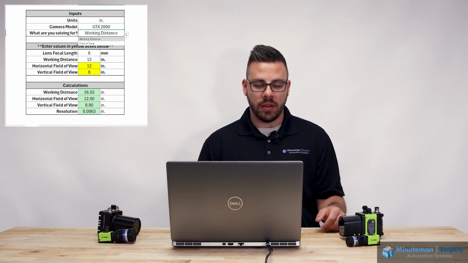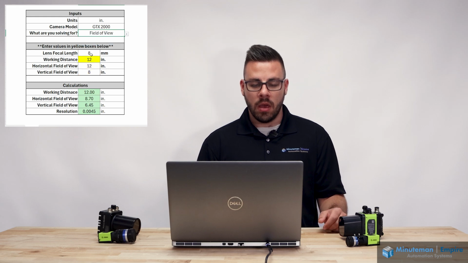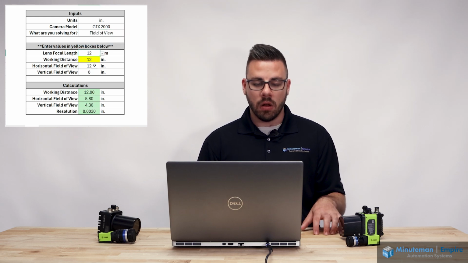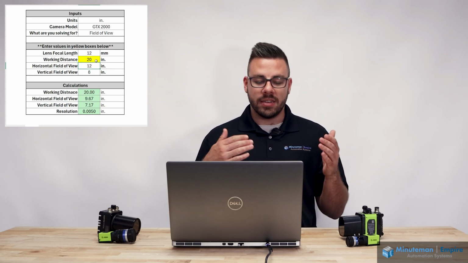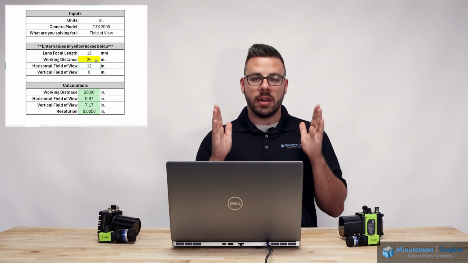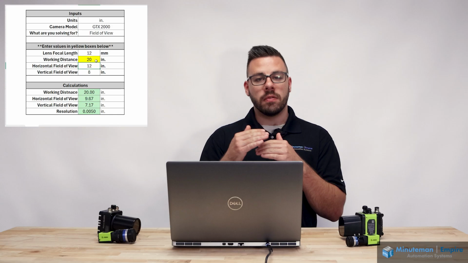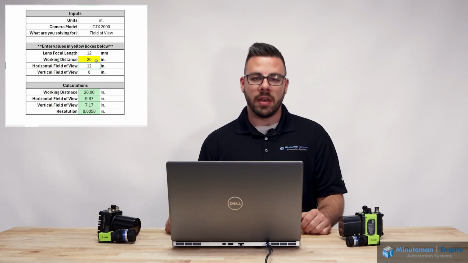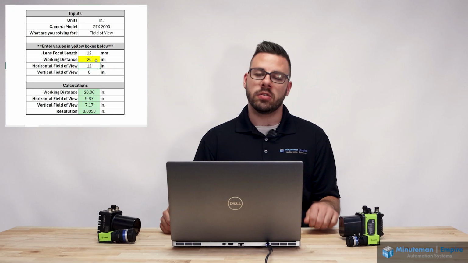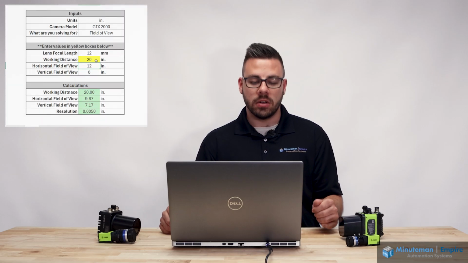If I wanted to solve for field of view, for example, using a 12 millimeter lens and being 20 inches away from my part, I can see that I have roughly a 10-inch horizontal field of view and roughly a 7-inch tall field of view as well. And I'm able to get a 5 thousandths resolution, meaning that each pixel will measure 5 thousandths of an inch. This concludes the general overview of speccing an industrial camera.